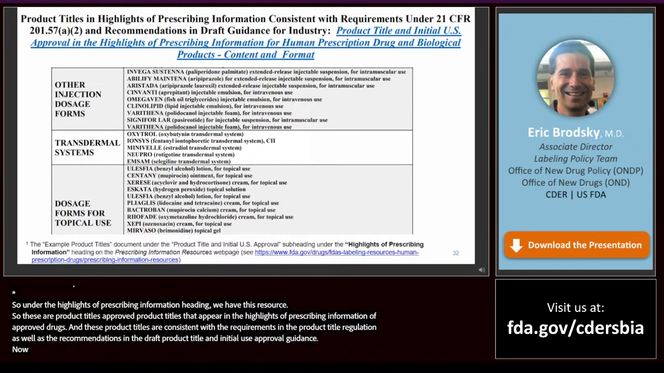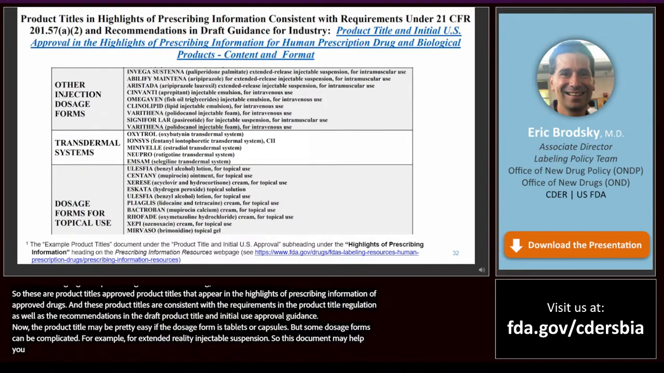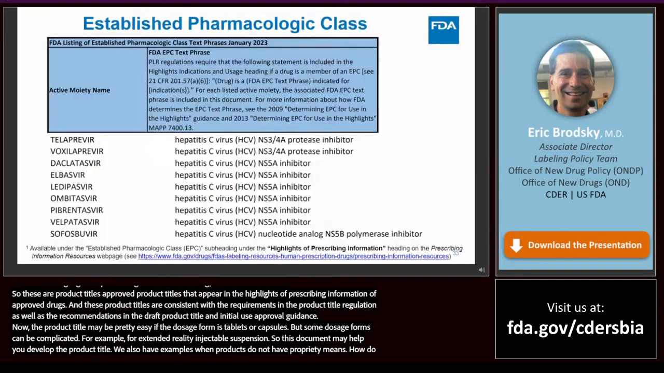Now, the product title may be pretty easy if the dosage form is tablets or capsules, but some dosage forms can be pretty complicated, for example, extended-release injectable suspension. So this document may help you develop the product title. We also have examples for when products do not have proprietary names, they only have a nonproprietary name, and how you develop the product title for such products.